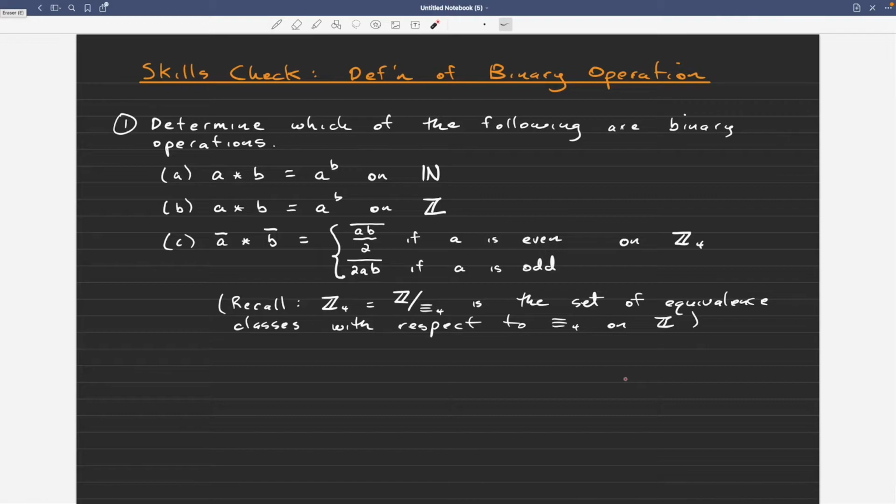And so I want you to check whether or not it is a binary operation. So pause your video and give these a whirl. And then after you've had a chance to check them out, we'll work through them together.